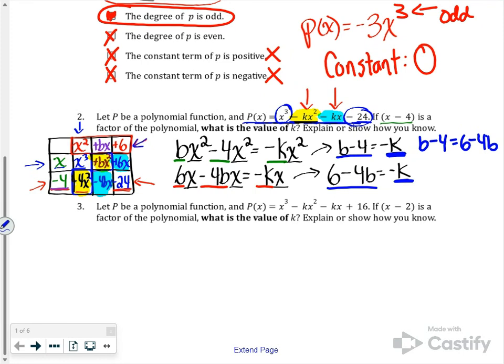And from there, we can combine our like terms. I'll add 4b to both sides, and I will add 4 to both sides. And we get 5b equals 10, and b equals 2.